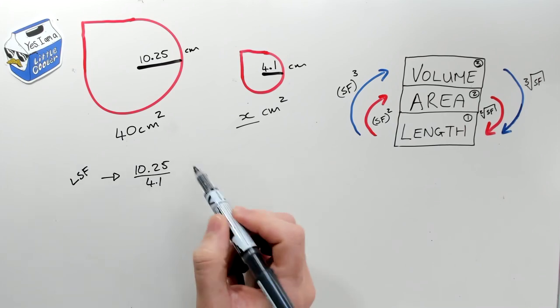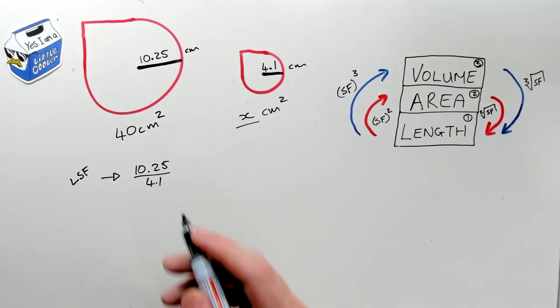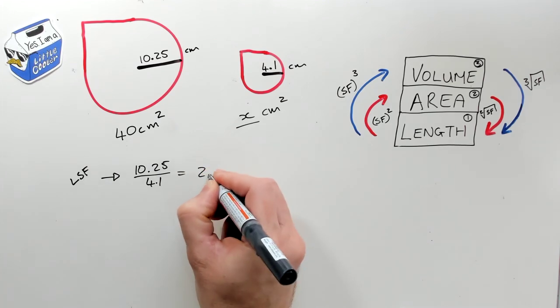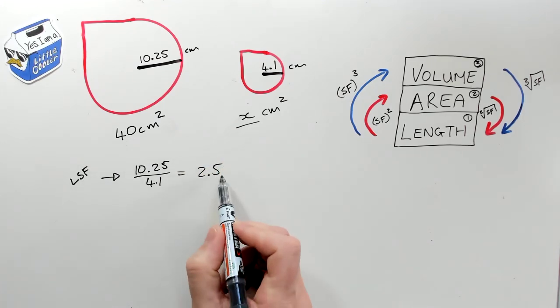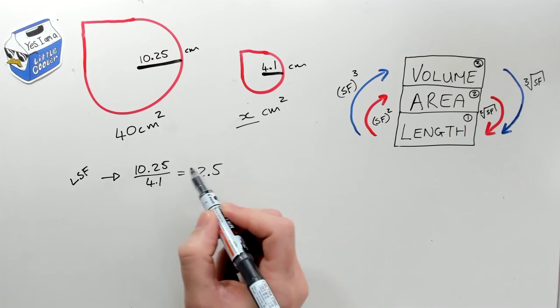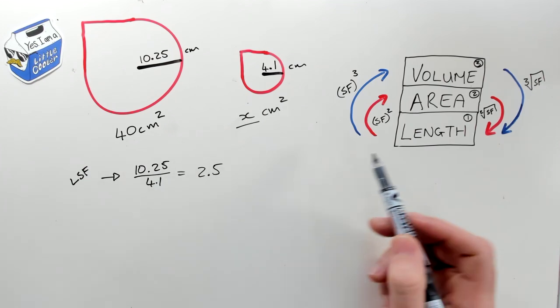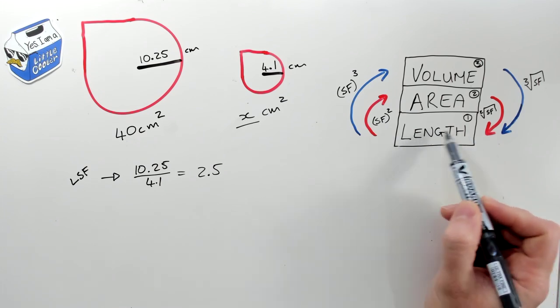Now I can use it like this, just the 10.25 over 4.1. But if I put that on my calculator, I'll get a nice round number like 2.5. But you won't always get a nice number. So using this fraction, whether it's nice or not, or the 2.5, it makes no difference. The very important thing to realize is this is the length one.